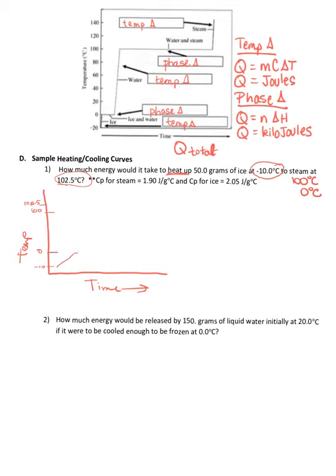At 0, our energy is going to be used to melt that ice. Then, once it's all melted, we're going to go to 100. Once we're at 100, we're going to boil that water. And then, once it's all boiled and it's all steam, we're going to continue to heat that steam up. So these are our 5 regions. We have 1, 2, 3, 4, 5 regions. So I'm going to call these Q1, Q2, Q3, Q4, and Q5.